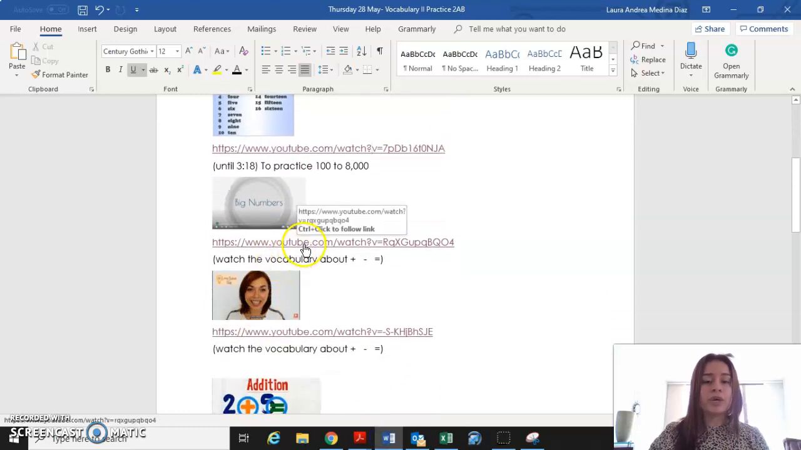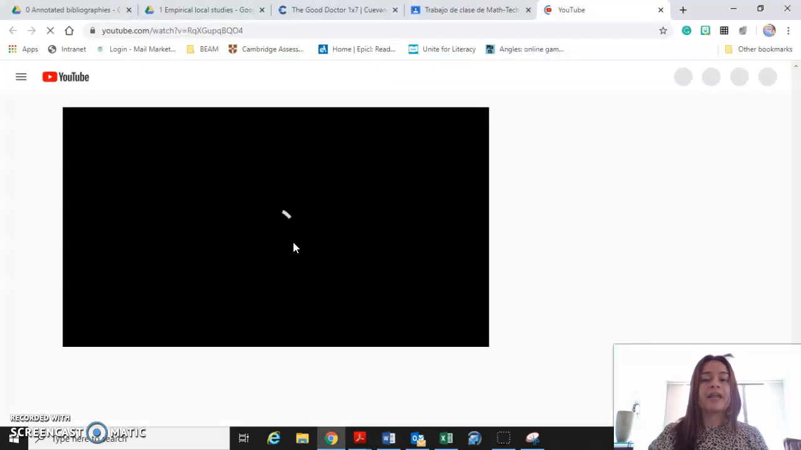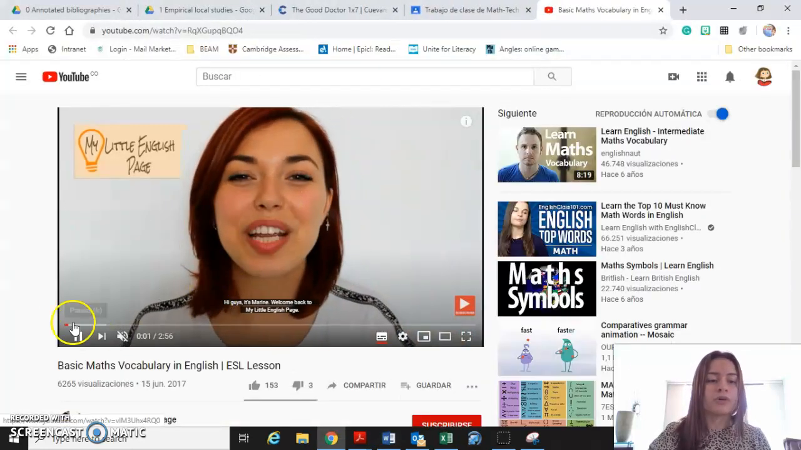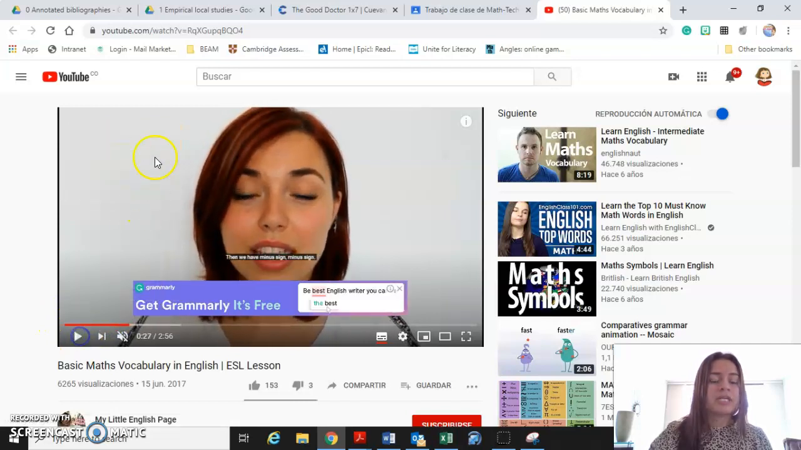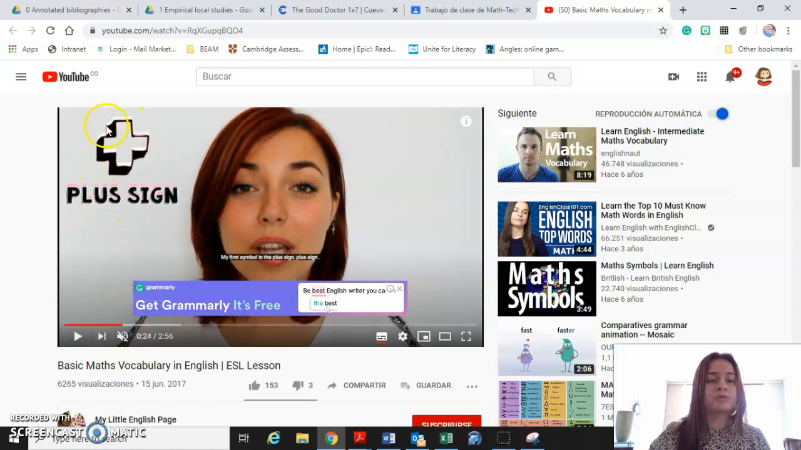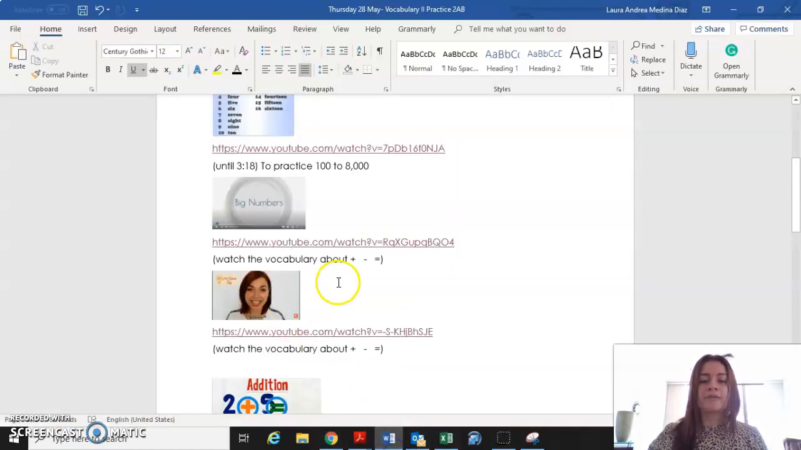The third video is a girl who is pronouncing the names of the signs, okay? So for example, in here she is pronouncing the name of this picture, of this drawing, which is plus sign. We're going to see only plus sign, minus sign, and equals. Those are the 3 symbols that we're going to practice.